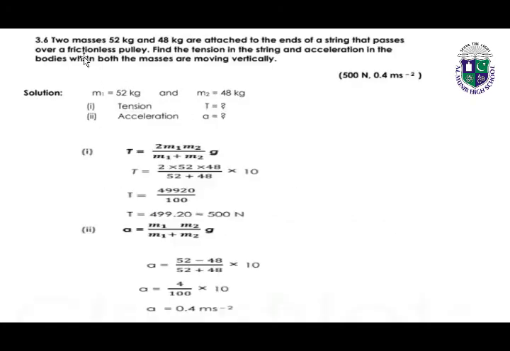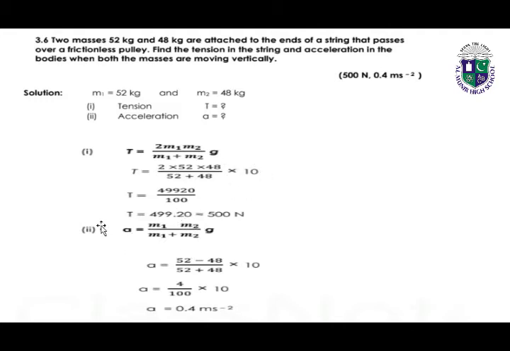Next, we have two masses, 52 kg, m1, and 48 kg, m2. We have to find the tension T and the acceleration. Here we will use this formula, because this formula is in your unit and it explains the bodies which are attached to the ends of a string that passes over a frictionless pulley. By putting the values of m1 and m2, we will get the tension T, and we will assume the value of g is 10.